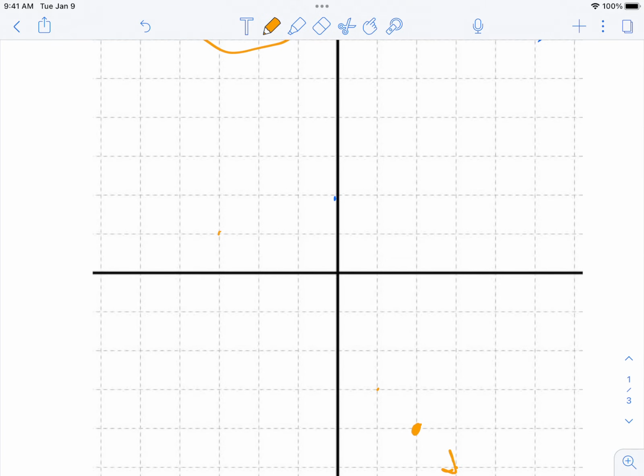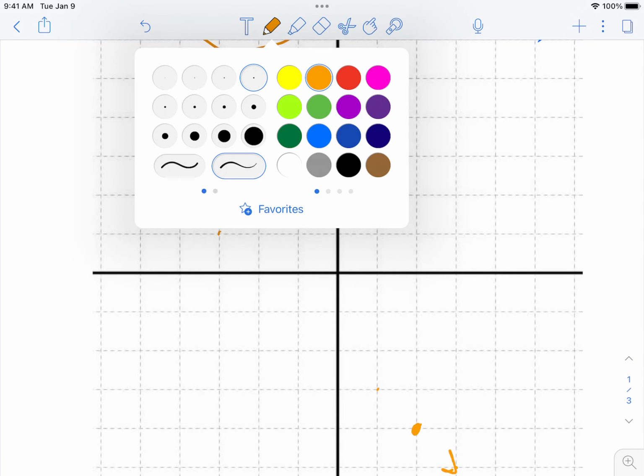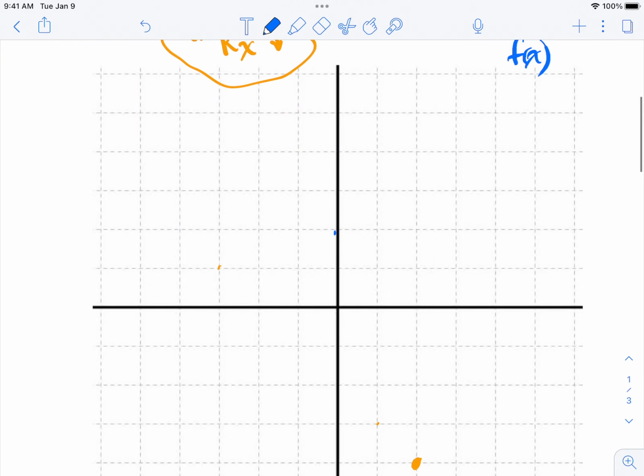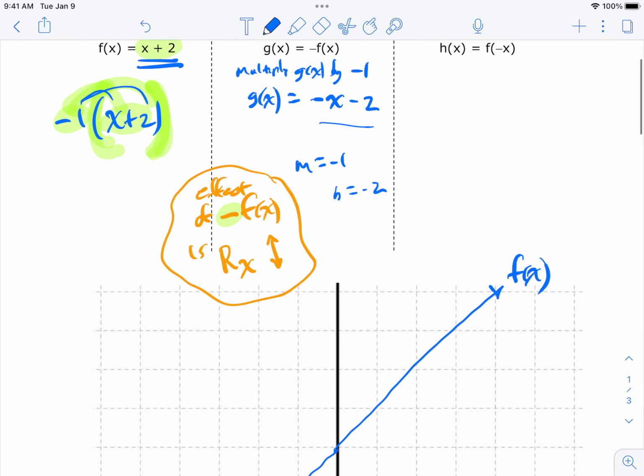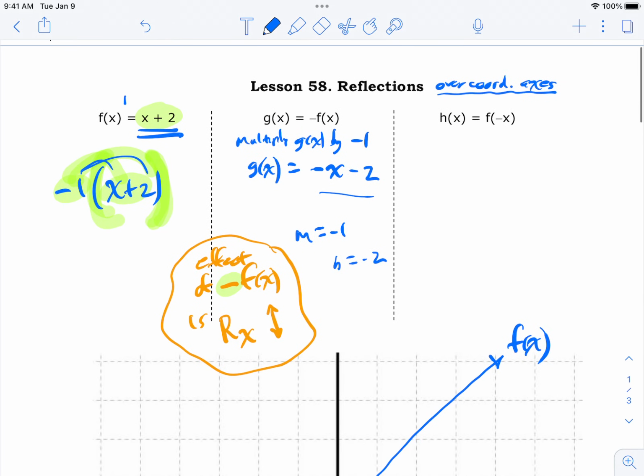So, this won't take too long. It was going through here, right? Yep. That was our original function. Let me try to get it to line up with the grid a little better. There we go. So it has a slope of 1 and a y-intercept of +2, right? That's what this had. Slope of 1, y-intercept of 2.